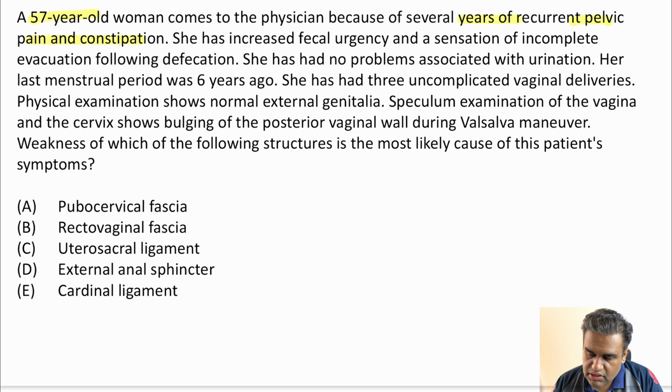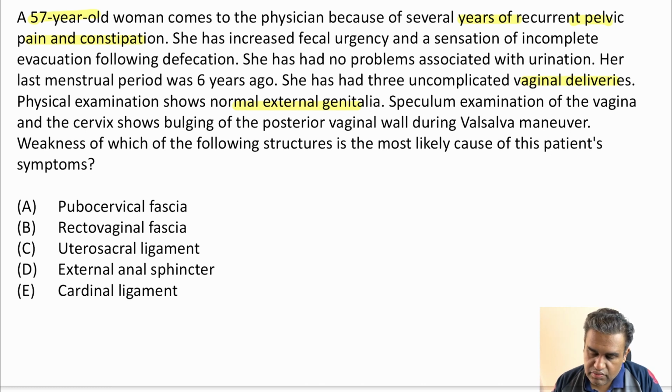She has had no problems associated with urination, so the bladder and the urethra look okay, but there is some issue with the rectum, anal canal, and pelvic pain. Her last menstrual period was around 6 years ago, and she has had 3 uncomplicated vaginal deliveries. Physical examination shows normal external genitalia.